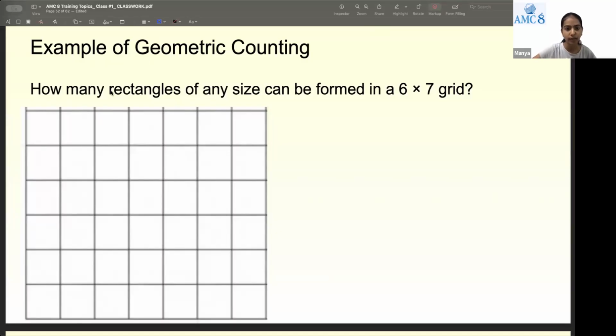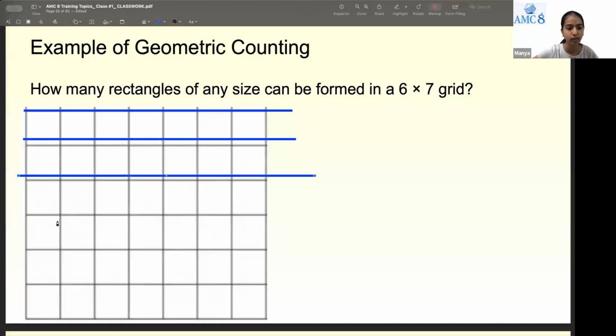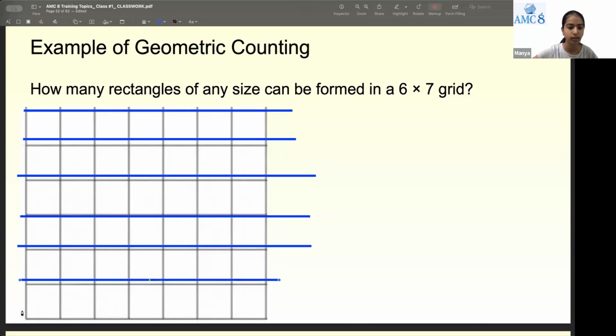So the question is, how many rectangles of any size can be formed in a 6x7 grid? First, we need to count how many horizontal lines are there. So 1, 2, 3, 4, 5, 6, 7. So there's 7 horizontal lines, and so we would be doing 7C2 because we will need to pick 2 of the horizontal lines from the 7, which will be equal to, I'm sorry, we'll solve that later.